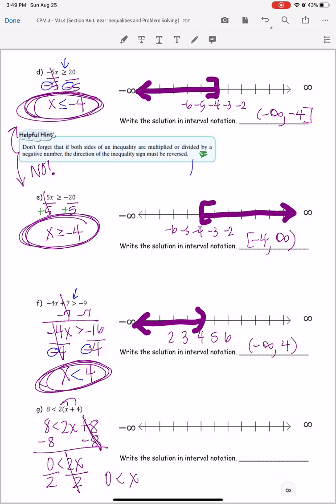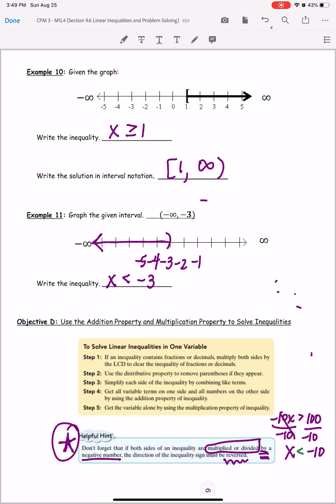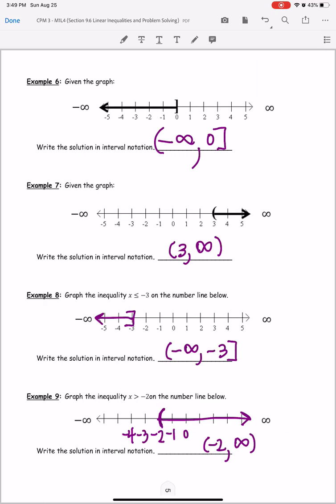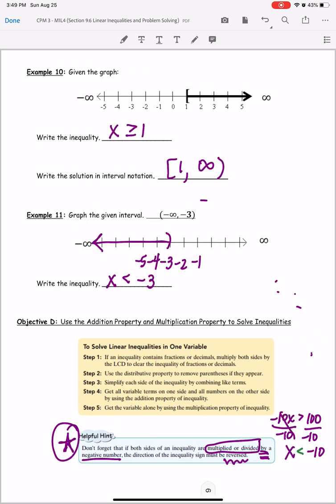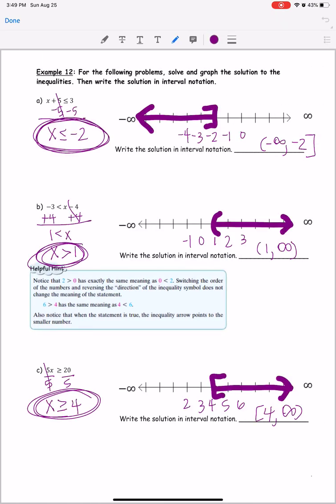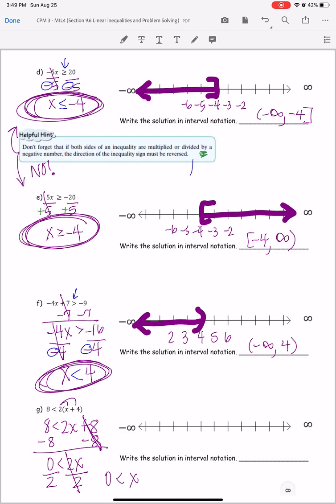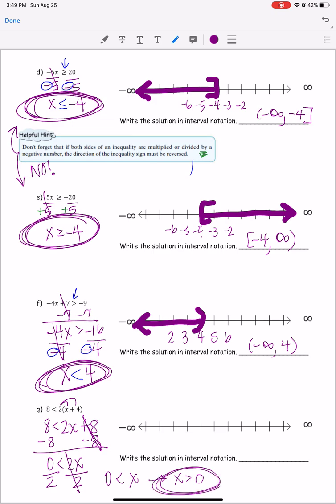Please remember, just like one of these pages over here, we had to flip this because we need x first. Okay, same thing here. I need x first, so this is going to turn into x is greater than 0. Notice that this symbol is pointing to the 0, so that means I need my symbol pointing to my 0 as well. So this is my solution.